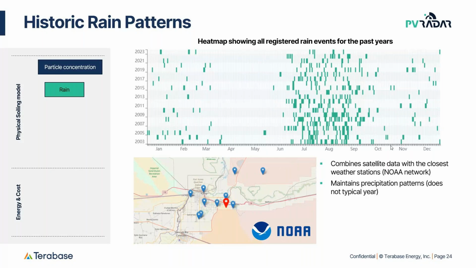Every vertical green line in this heat map represents one rain event in the past. You can see already from the distribution that from January to March you have few rains, from April to June you typically have none, and then from July to September you have a lot. One thing that is important for me to mention is that we do not work with a typical meteorological year or a typical rain year, but we work with the actual historic years to preserve the patterns that may arise.